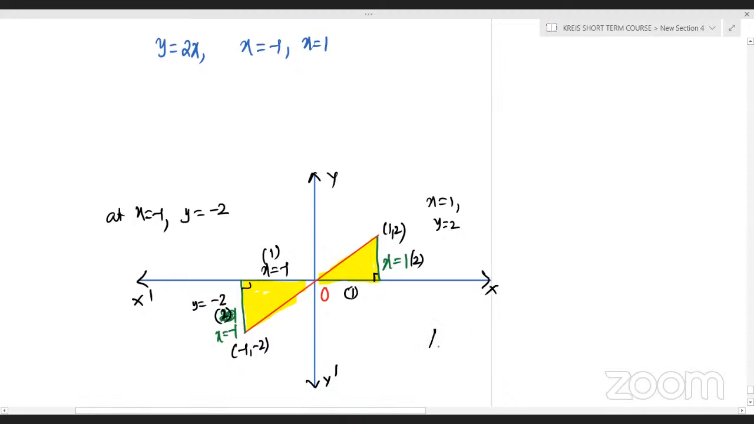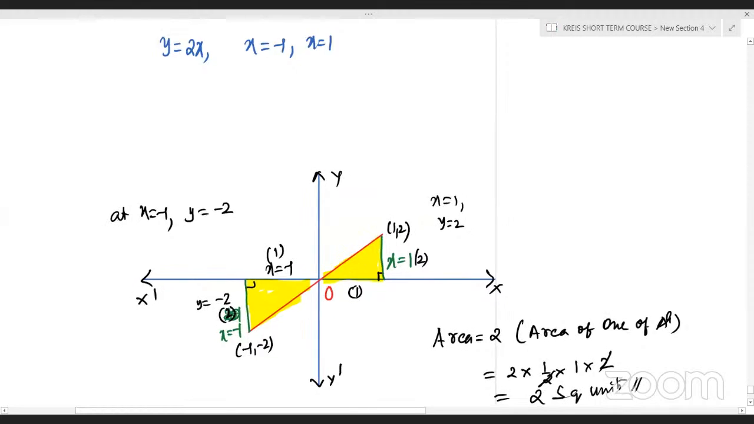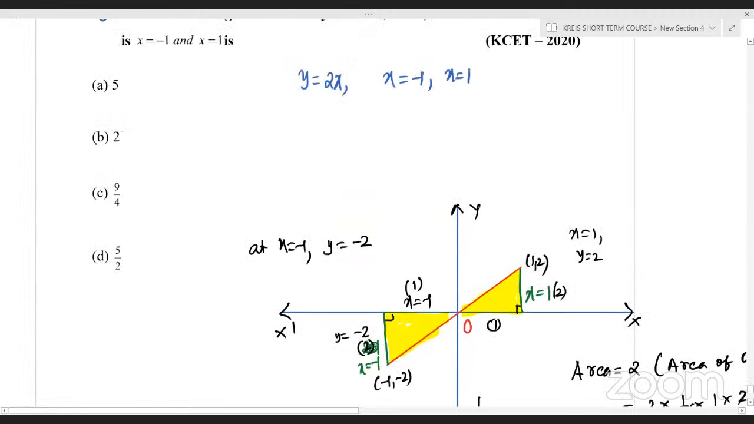So therefore, the required area is going to be 2 times the area of one of the triangles, right? Area of one of the triangles is half into base, which is 1, into height. So 2 times half into 1 into 2, this 2 gets cancelled. It is 2 square units you get. So this is how you can easily calculate. So for the required area, option B is going to be the correct answer for this one, right?